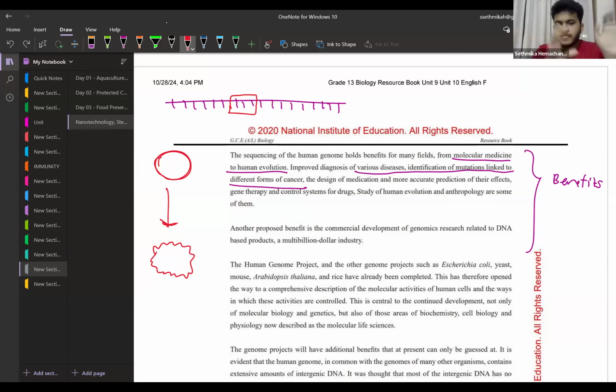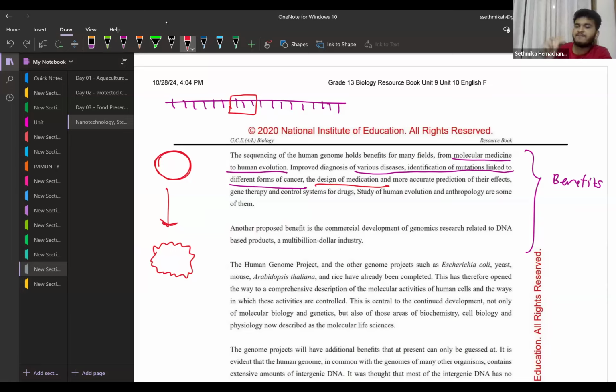There are other ways as well, but if you know the correct sequence of the tumor suppressor gene, you can put it into the cell and activate the tumor suppressor gene. Then what happens is the cancer cells are suppressed, right? So there are such importances. Then the design of medication and more accurate prediction of their effects.